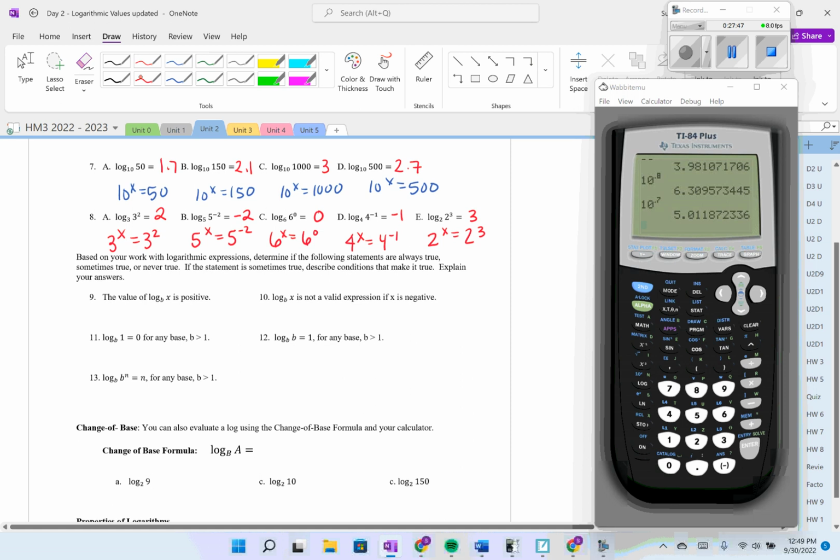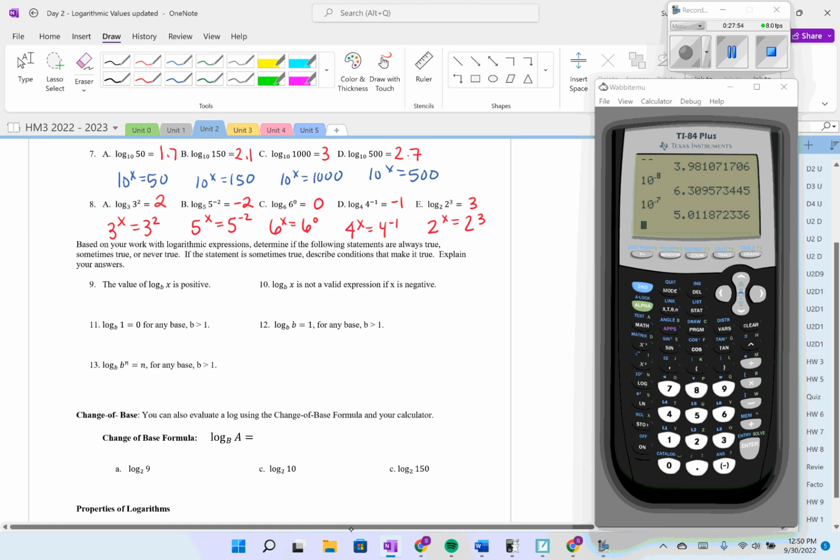So based on your work with logarithmic expressions, it says to determine the following statements are always true, sometimes true, or never true. If the statement is sometimes true, describe conditions that make it true, explain your answers. So looking at number 9, it says the value of log base b of x is positive. So this is sometimes true.